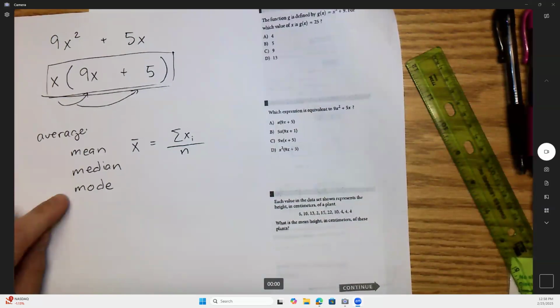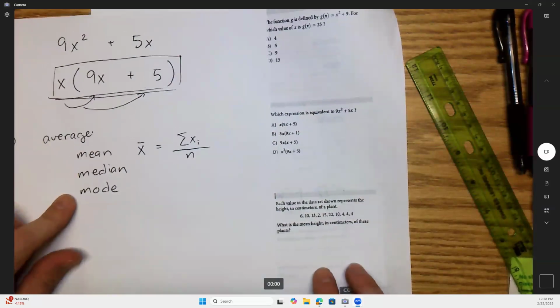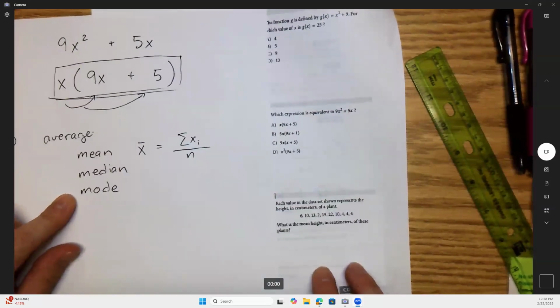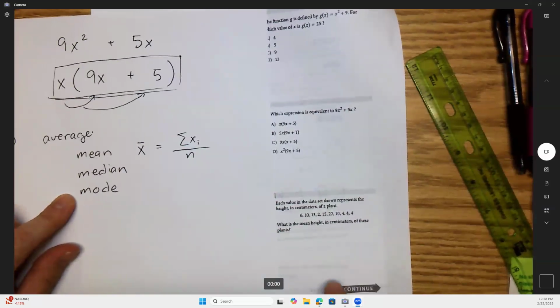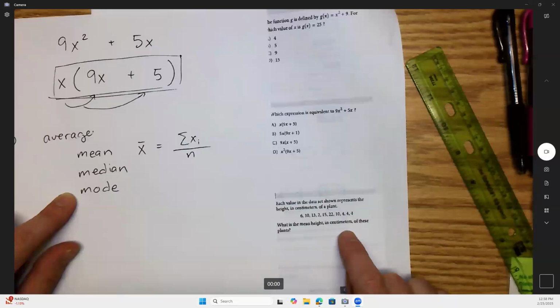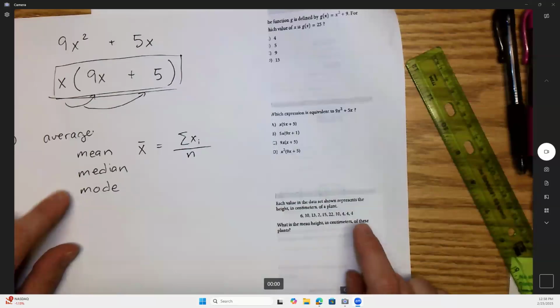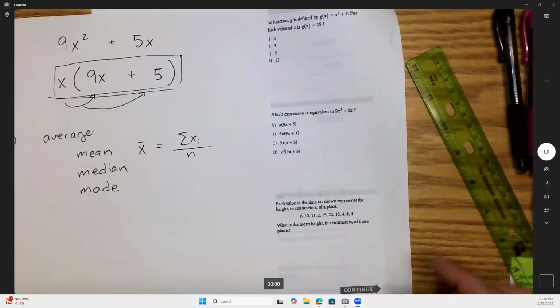Right? How about mode, guys? Well, what does mode mean? Yeah, most frequent number, right? And you can get that. Like, I bet somebody got the answer in 1 second. Guys, if they ask for a mode, what would the answer be? Yeah, 4 centimeters, because there's a bunch of plants that are 4 centimeters.